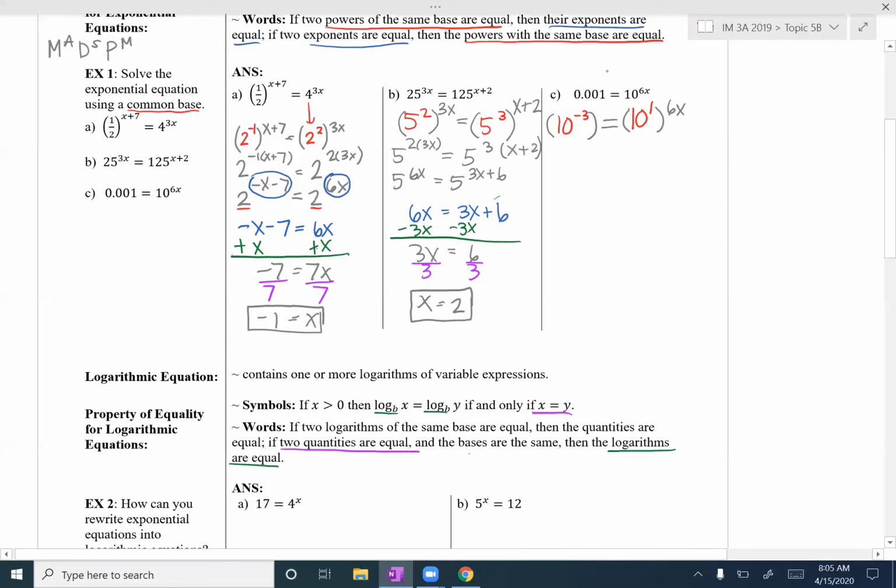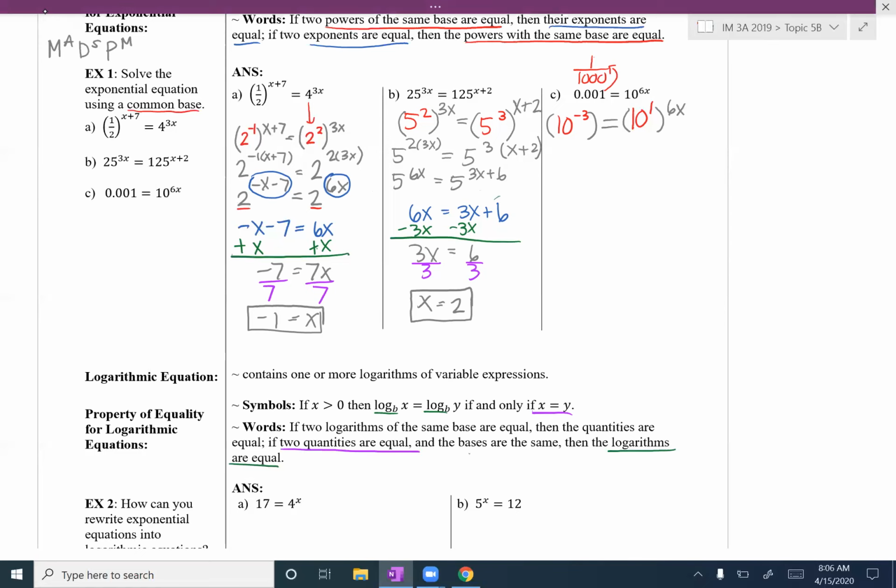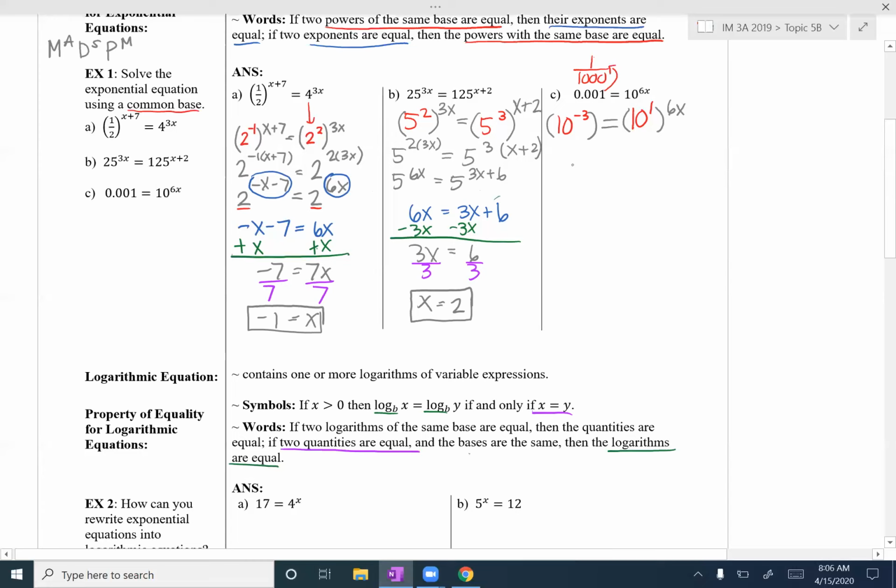So if I think about this, 0.001 is 1 over 1,000, right? So 0.1 would be 1 over 10, 0.01 would be 1 over 100. This is 1 over 1,000. Since 1,000 is 10 to the 3rd, I can equate that to 10 to the -3rd power. This one simplifying is a little bit easier because I don't have anything to multiply the first one by, and this one I'm just multiplying it times 1. So this is really just 10 to the 6x.